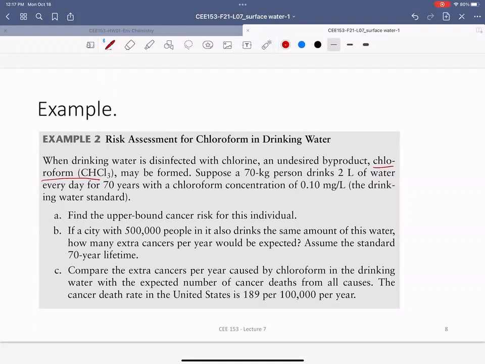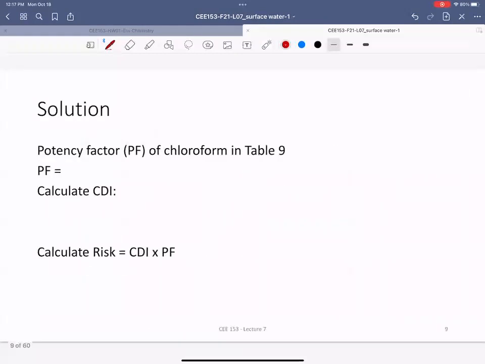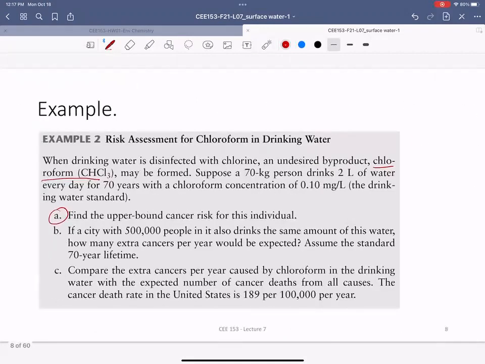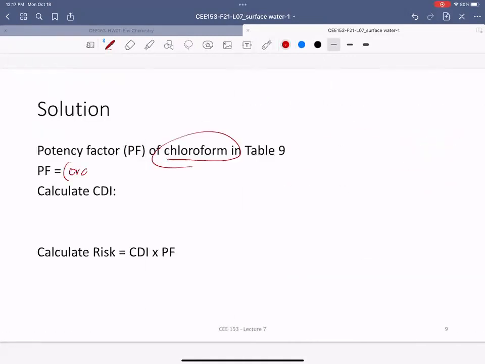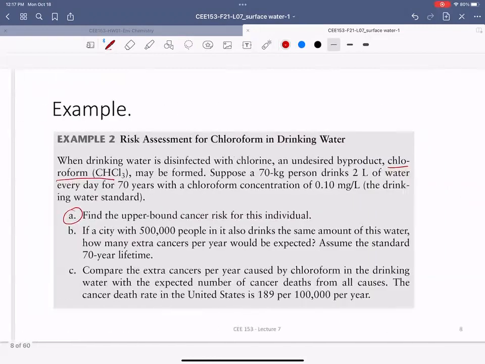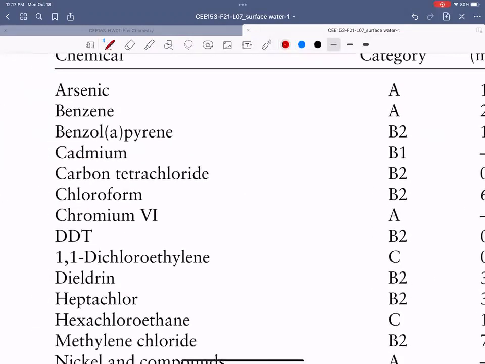So that's the question. Everything else is basically simple calculation. You can check it, but let's see how you can solve it. That's basically given to you in similar homework questions. As you can see, you know the chemical is chloroform. So your first goal is to find the potency factor for chloroform. And it says you are drinking, you are not inhaling. Chloroform can also be volatile, but the mode of exposure is through drinking water. So it's oral. So the potency factor by oral route, if you look at chloroform, is here.